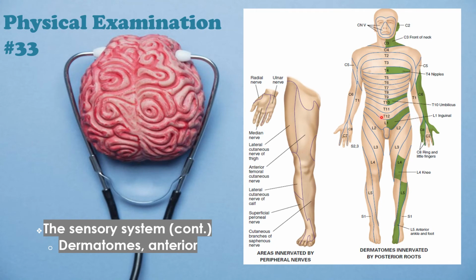So under your physical examination of the sensory system is the dermatomes. Remember that knowledge of dermatomes helps you localize neurologic lesions to a specific level of the spinal cord, particularly in spinal cord injury. A dermatome is the band of skin innervated by the sensory root of a single spinal nerve. The dermatome and the peripheral nerve patterns are illustrated in this image.